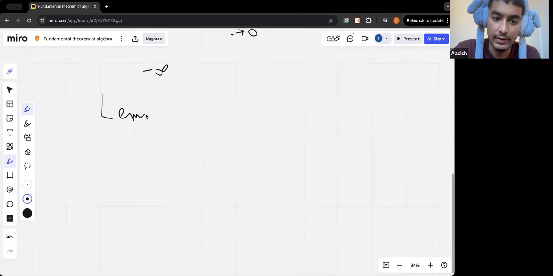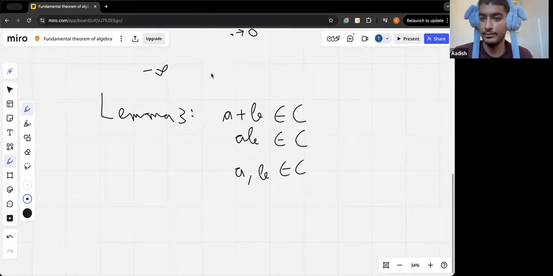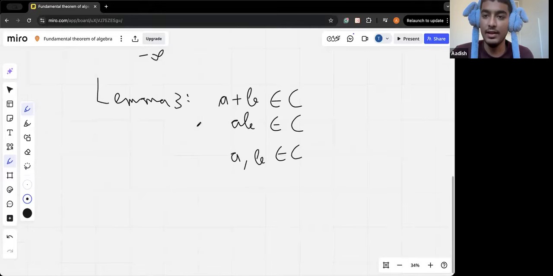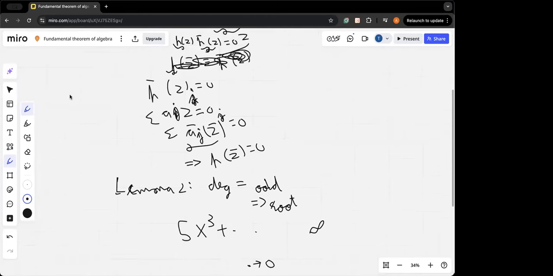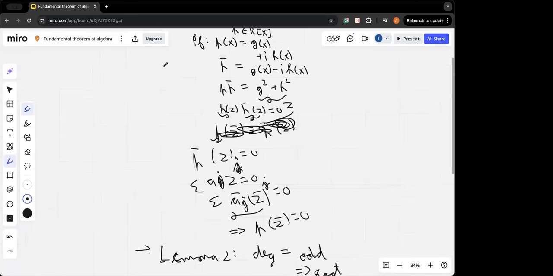Now I'll mention lemma 3. If a plus b is a complex number and ab is a complex number, then a and b are complex numbers. Isn't this obvious? Yes, it's completely obvious because you solve the quadratic equation, you know the quadratic formula, and you know how to take square roots of complex numbers. But when you define this sum, aren't you itself taking a and b to be complex?